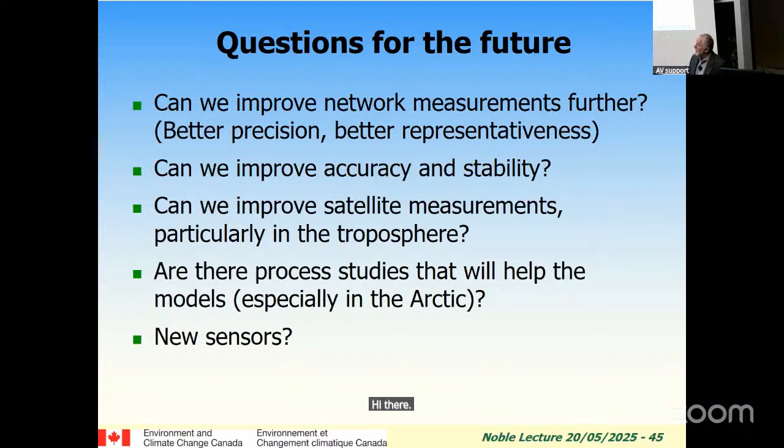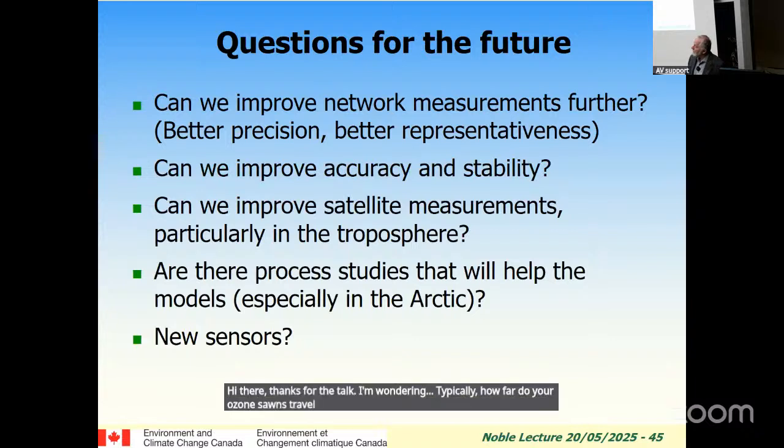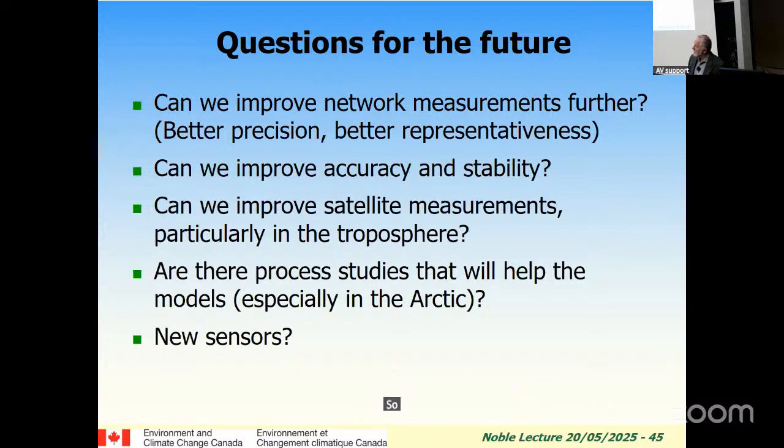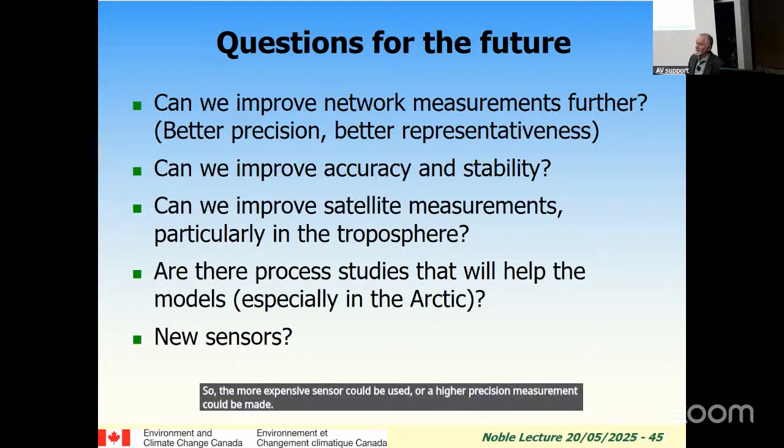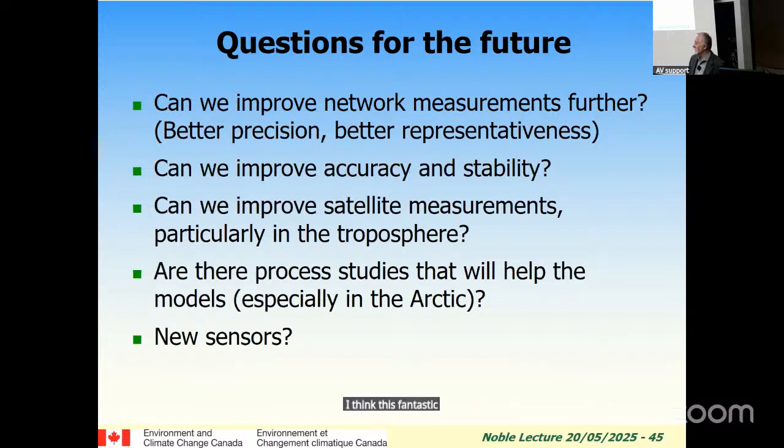Hi there, thanks for the talk. I'm wondering, typically, how far do your ozone sondes travel horizontally before the balloon pops? And is there any use or utility in trying to develop a sonde which is self-returning, so a more expensive sensor could be used or a higher precision measurement could be made? I think there's fantastic opportunity for that.